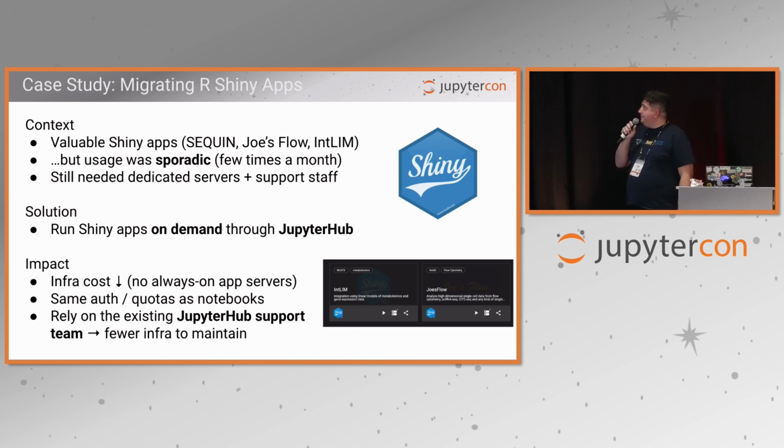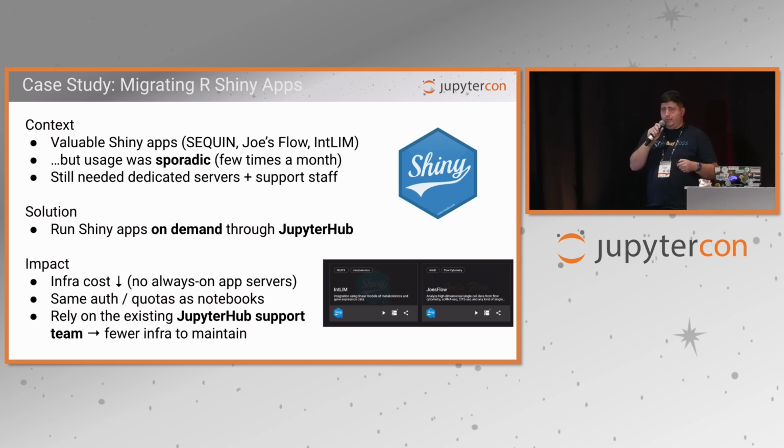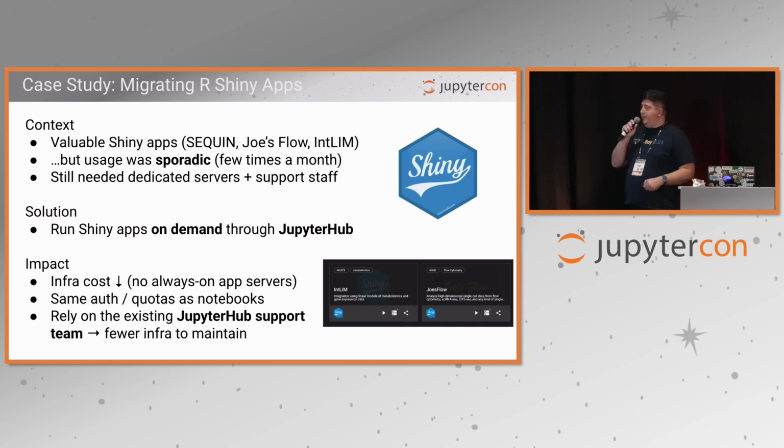For R Shiny apps, as I said, there were valuable applications implemented showing scientific data and allowing scientific workflows, called Sequent, Joe's Flows, and Intlim. But the usage was sporadic. Just a couple of times a month people would log in, they would do their analysis and then leave. But the server is running 24/7. So a pretty obvious decision for us was to invite them to run their Shiny applications on demand through JupyterHub. All they needed to do is bring their environment, bring their files, and create a launcher, and they were able to run it.